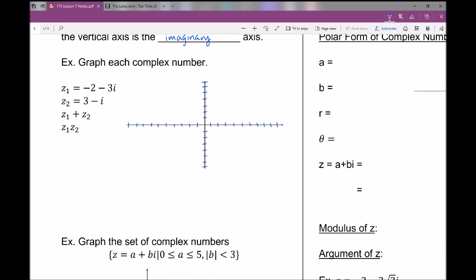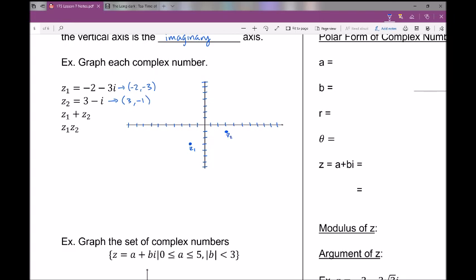To graph the point negative 2 minus 3i, that's going to correspond to the point (negative 2, negative 3). So all we have to do is go to the left 2 units and down 3 units, and that will be the point z1. To graph 3 minus i, this will correspond to the point (3, negative 1). So we'll go to the right 3 units and down 1 unit, and that will be z2.